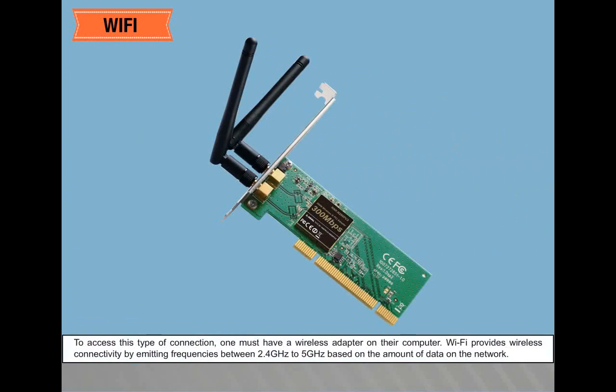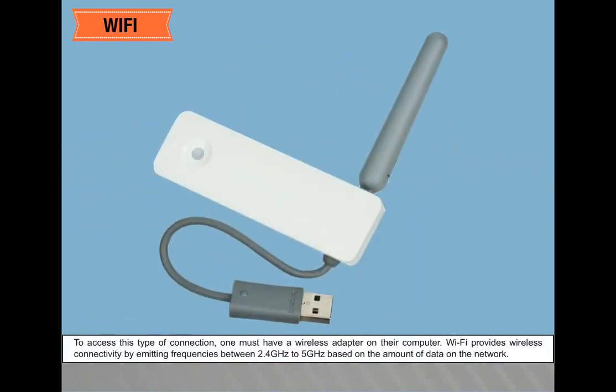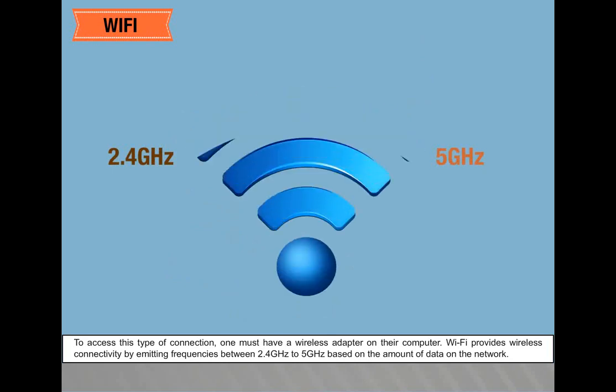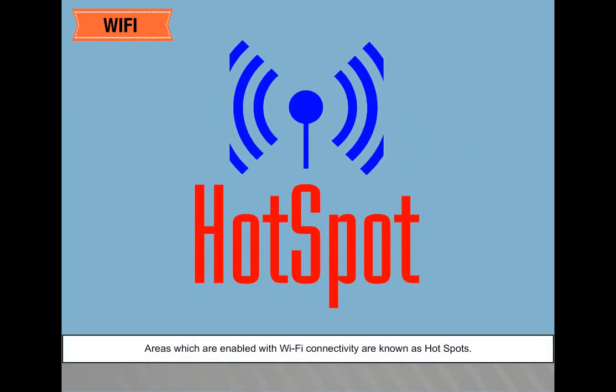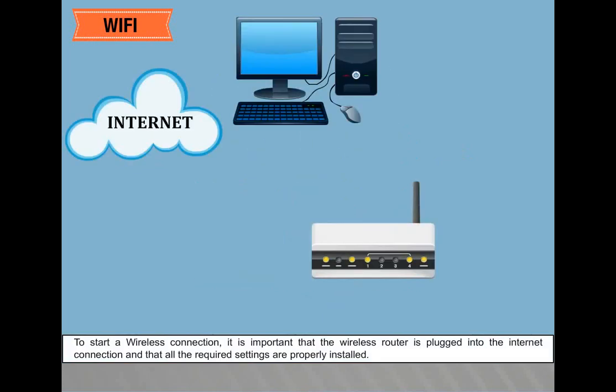To access this type of connection, one must have a wireless adapter on their computer. Wi-Fi provides wireless connectivity by emitting frequencies between 2.4 GHz to 5 GHz based on the amount of data on the network. Areas which are enabled with Wi-Fi connectivity are known as hotspots. To start a wireless connection, it is important that the wireless router is plugged into the internet connection and that all the required settings are properly installed.